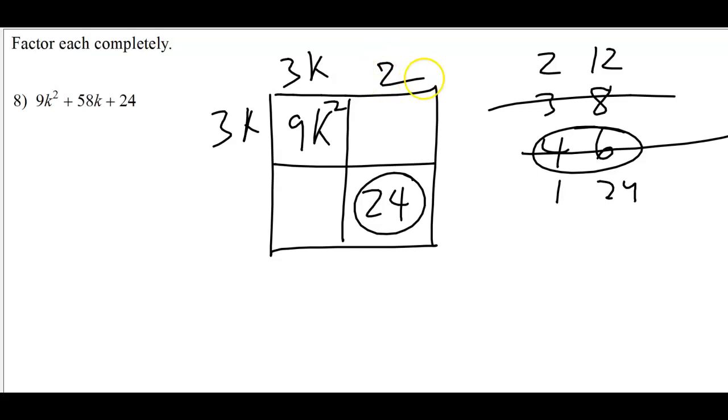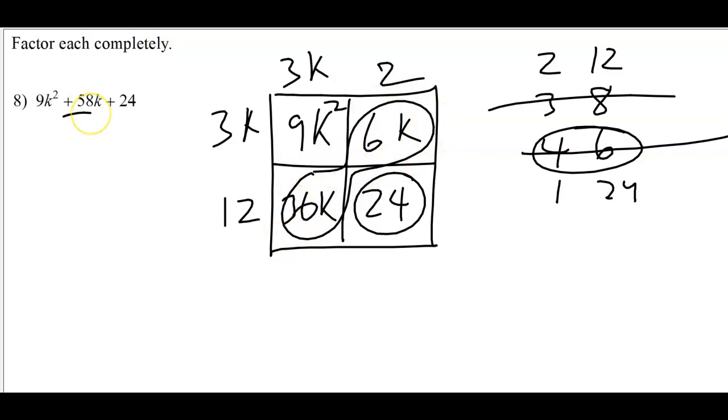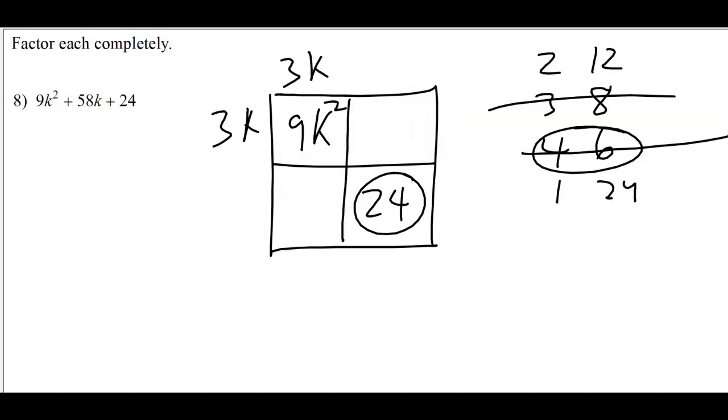Let's try the 2 and the 12. That's going to be 36k here and 6k here. And that's still not going to be enough to give me 58. Well, let's try one more pair. Let's see if we get lucky here. 2 and 12 aren't it. So all I got is 1 and 24.